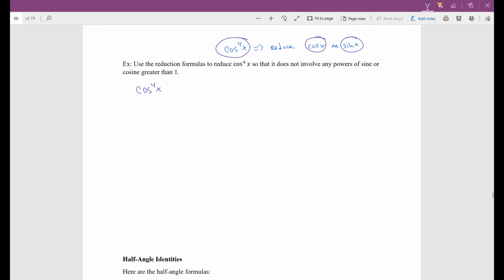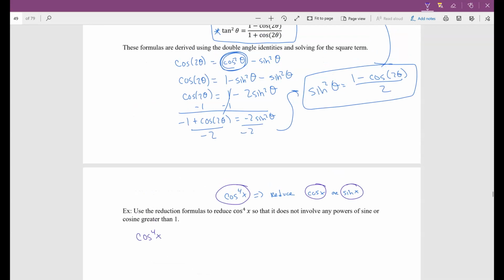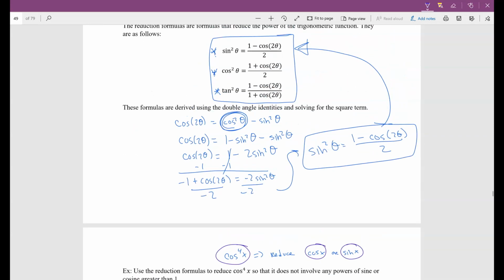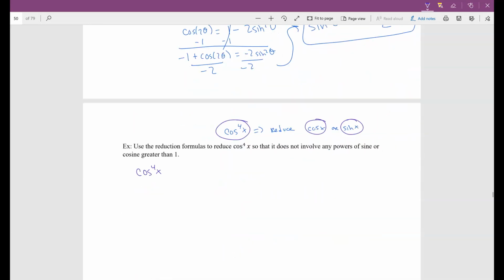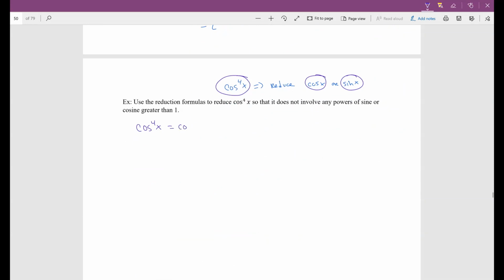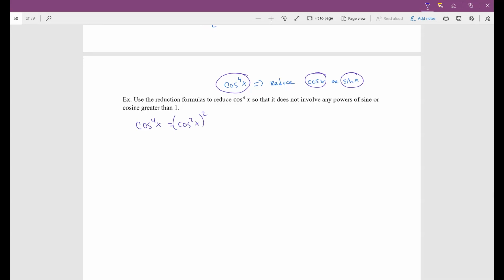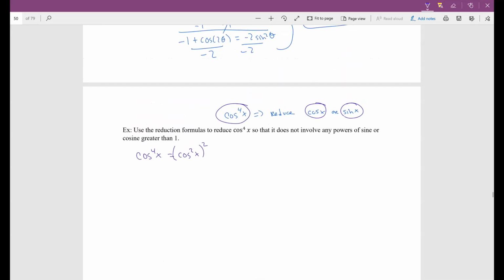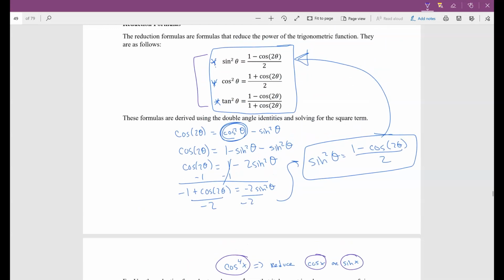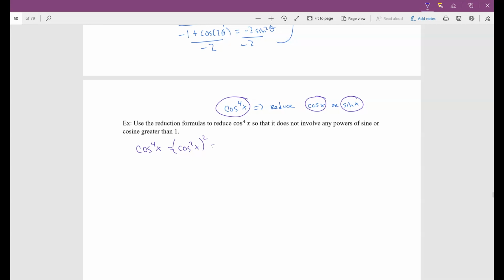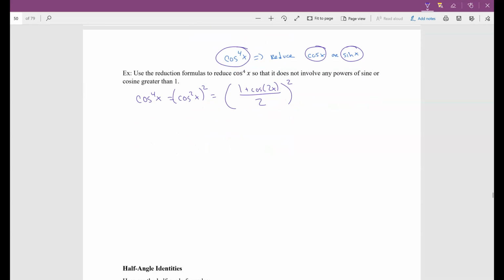So first, notice that we don't have anything to the fourth power. We look at these formulas, there's nothing to the fourth power. But what we can do is write it as cosine squared x, squared. And now I know what cosine squared x is. So cosine squared x is just equal to this guy, 1 plus cosine 2 theta over 2. So that's what we're going to do. So the inside is going to be 1 plus cosine 2, in this case, I'm going to write x because it's just an x, over 2. And I'm going to square this guy.